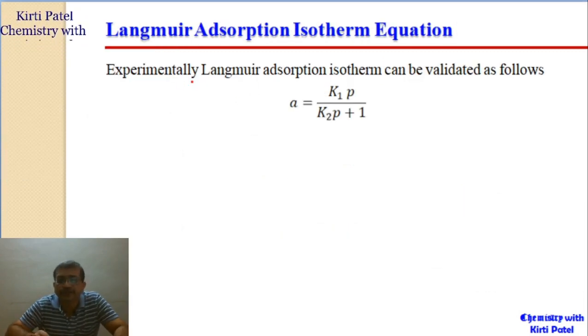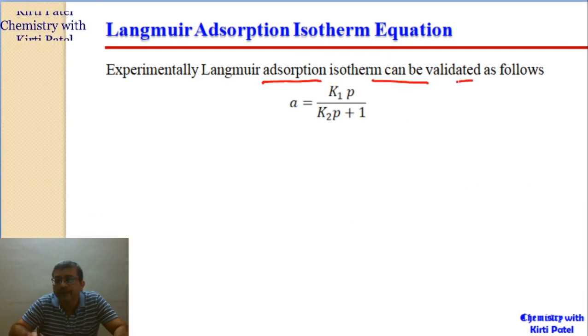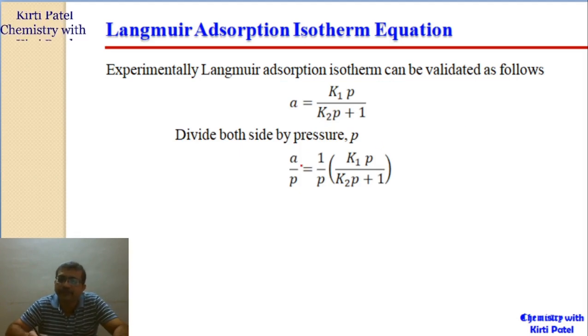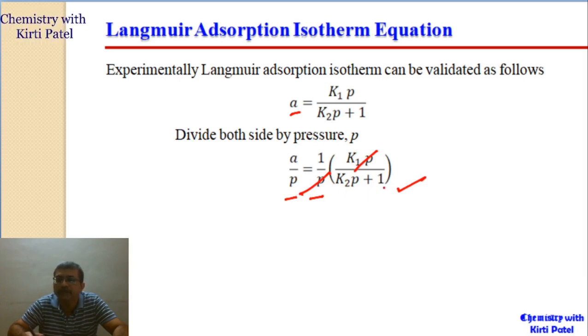Experimentally, Langmuir's adsorption isotherm can be validated by dividing both sides, LHS as well as RHS, of this equation by the pressure term. So if we divide both sides by pressure, we will get A upon P equal to 1 upon P into K1P upon K2P plus 1. Now in this case, this P and this P get cancelled. So we will have A upon P is equal to K1 upon K2P plus 1.